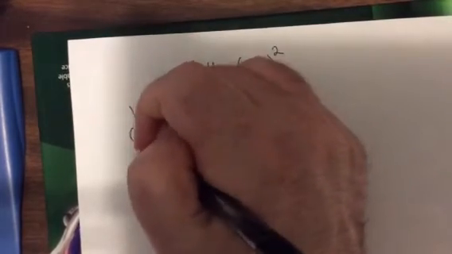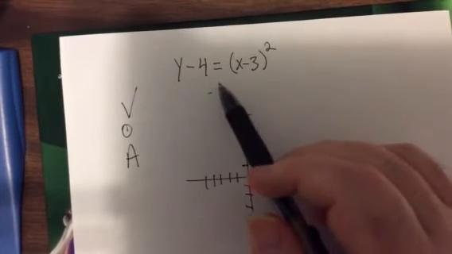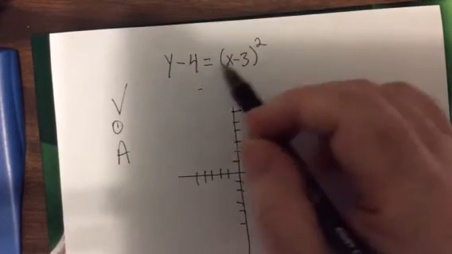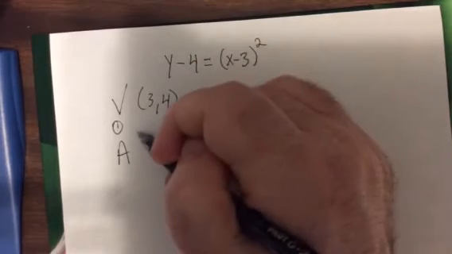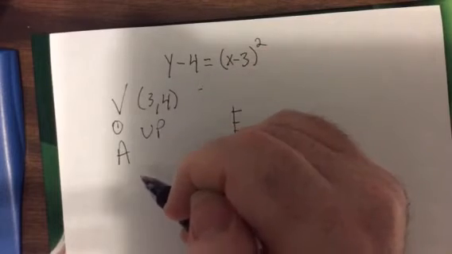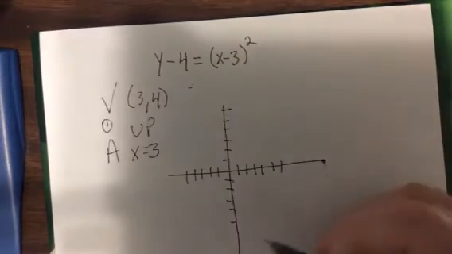So we find the vertex just like before. Now this type of problem will not be on the quiz tomorrow. It'll be like the others, but this is pretty similar. 3, 4 is our vertex. Hopefully you can see that. It opens up. See? And the axis is x equals 3.